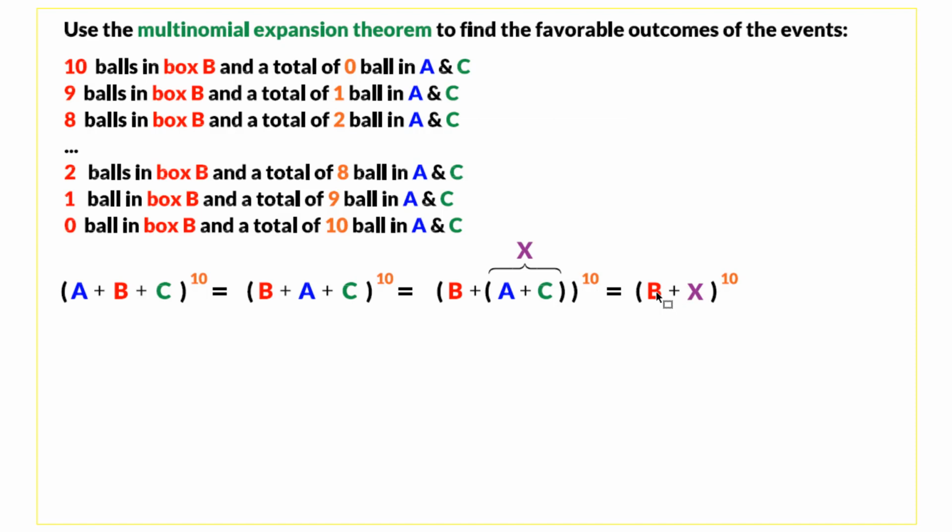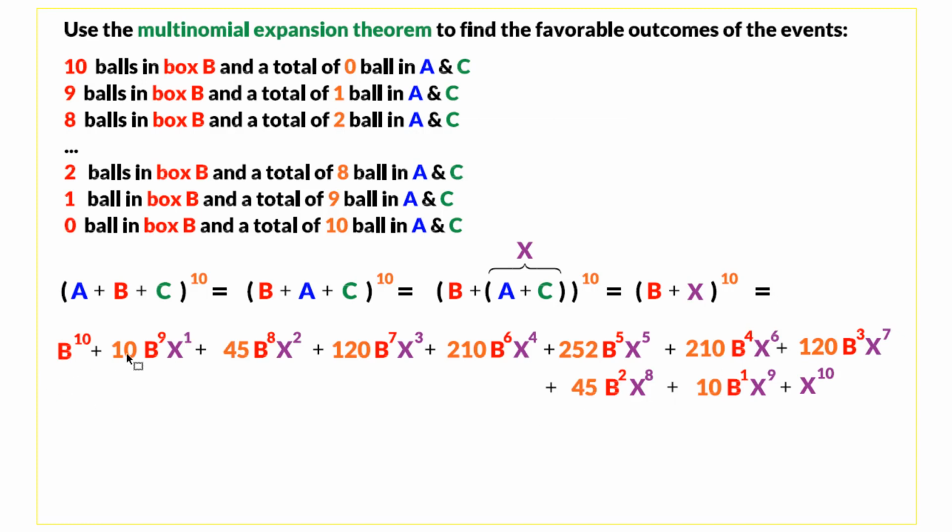So B means there is a ball in box B, and X means there are balls in boxes A and C. So let's now create this expansion. We have all these events, and let's take this event for example. This event means that there are 9 distinct balls in box B and 1 ball in boxes A and C. So this ball could be in box A or it could be in box C.